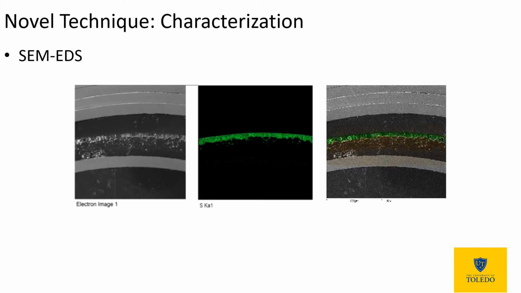To confirm that we're able to form this membrane within the pores of the support, we did SEM EDS. And what you see here in the center picture is a subtraction of the image on the left from the image on the right, showing the location of sulfur, which is a sign of the presence of the PSS within the structure. So we feel comfortable forming the structure.